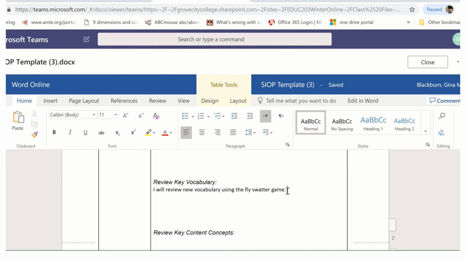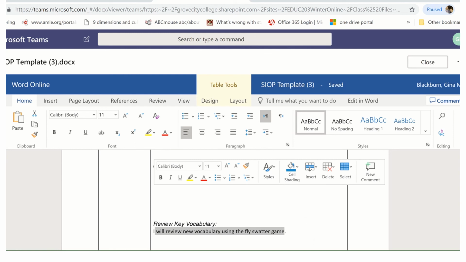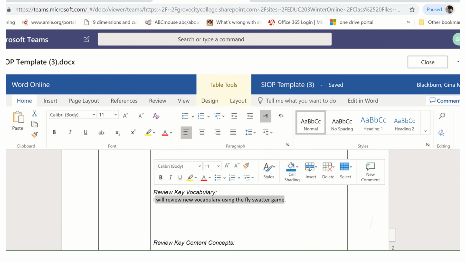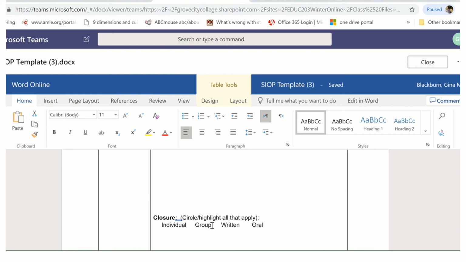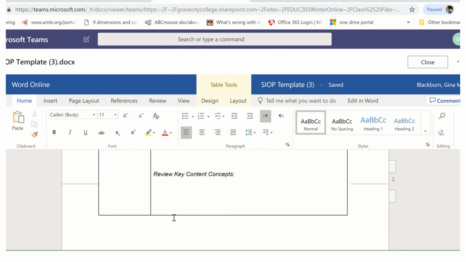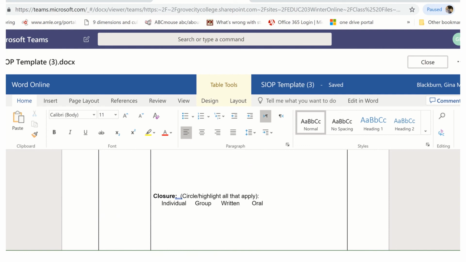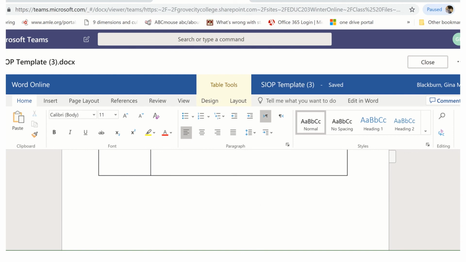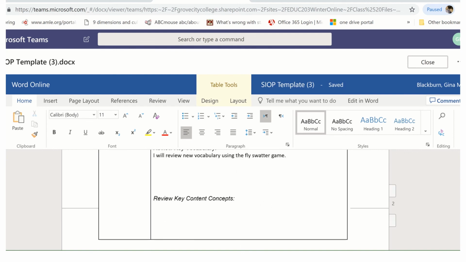And so this would be not as individual, but as the whole class, right? So whatever, I would highlight that under group. I would highlight as well where I describe how we're going to review the key vocabulary. Okay, and then I would also do the same thing with how I'm going to review the content of the class. All right, so that's it.